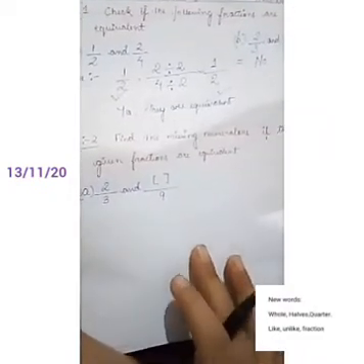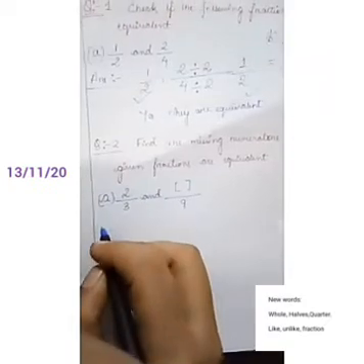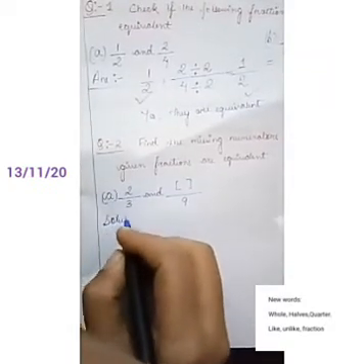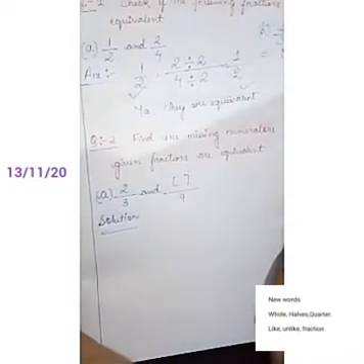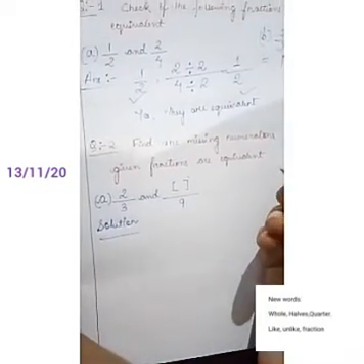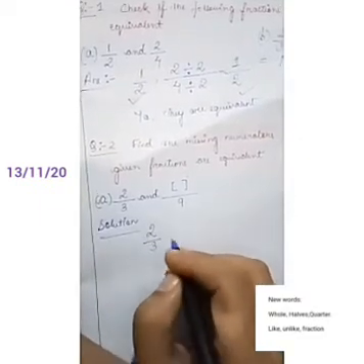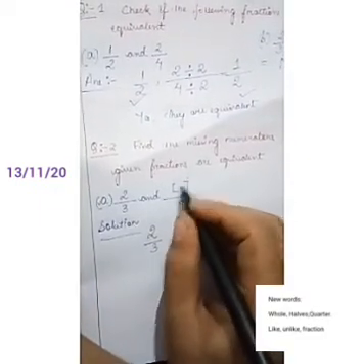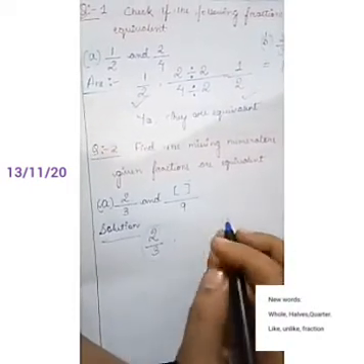Question number 2, find the missing numerators if the given fractions are equivalent. Now here the fractions are equivalent, but one number is missing, that is this numerator is missing. So how will you find out? Okay, so 2 by 3 is already given here. So what will come here, that when we reduce it we will get 2 by 3?